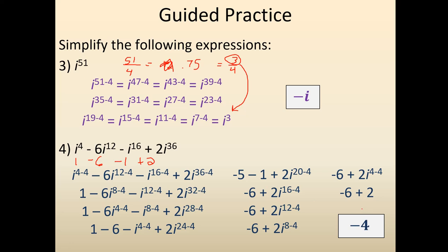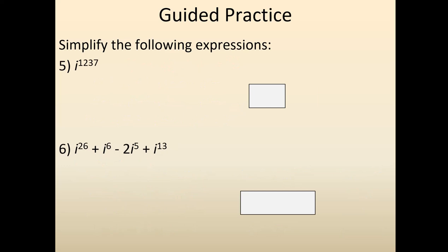All right, so here's the next set. Pause the video, work it yourself, and we'll go over it in a second. All right, now as you can see, i to the 1237, way too big of a number for me to be doing the subtraction. So if you either put this into the calculator or, like I said, divide this by 4, what you find is that this actually just simplifies to i to the first, which we know is just i.